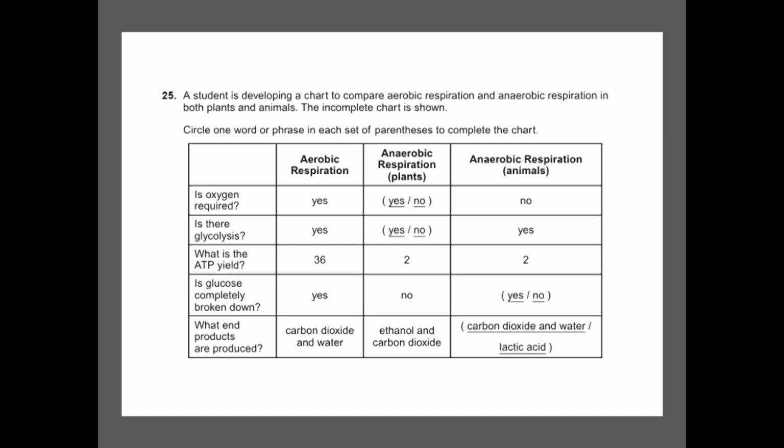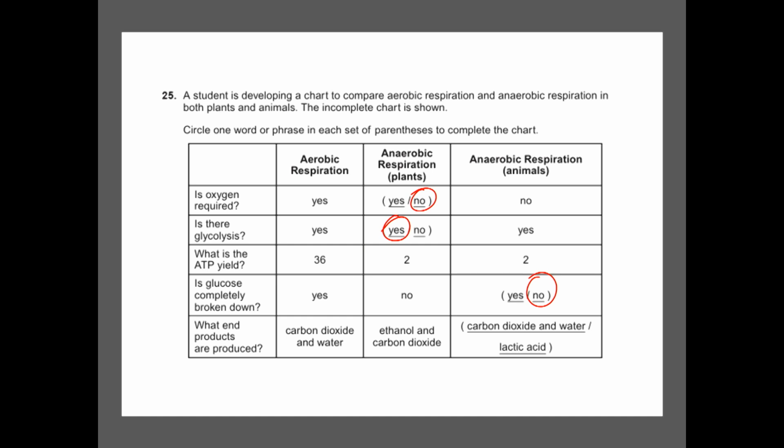All right, so is oxygen required for anaerobic respiration? No, that's why we call it anaerobic, without oxygen, right? Okay, is there glycolysis? In plants, yes, there is glycolysis. Remember, they make that glucose through photosynthesis, and they're going to use it to make some energy. Okay, is glucose completely broken down in anaerobic respiration by animals? No, it is not. It's only partially broken down.